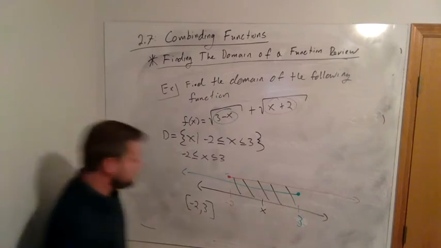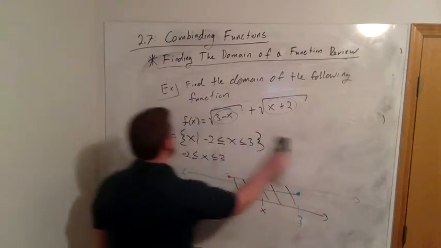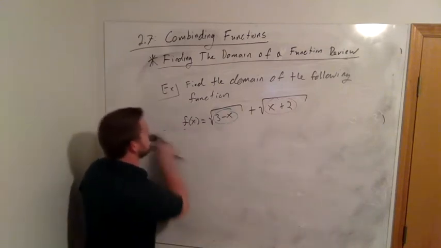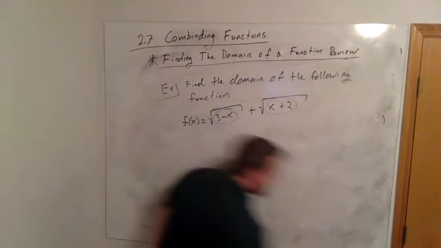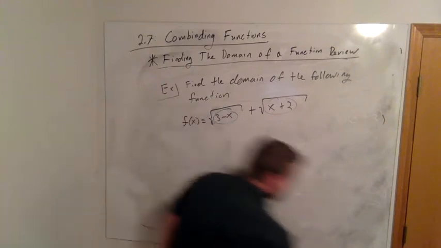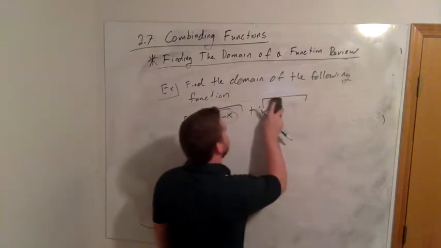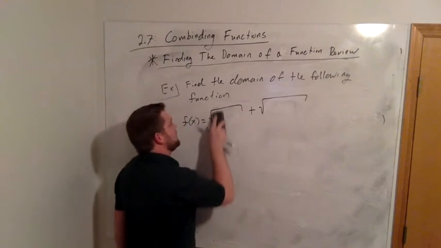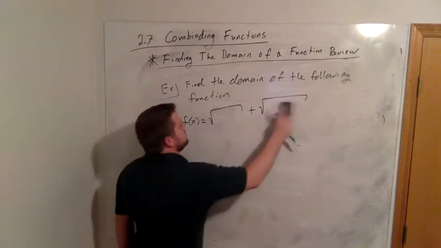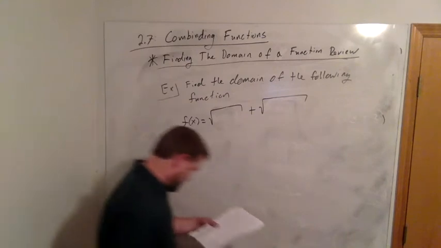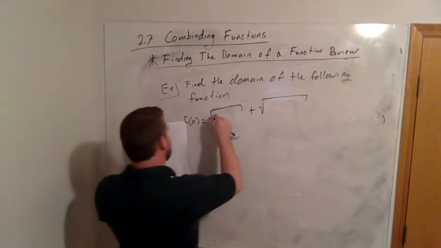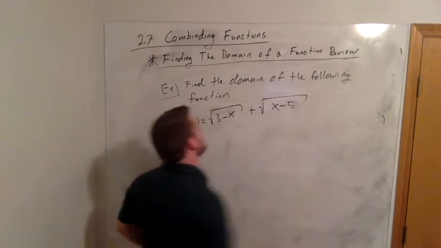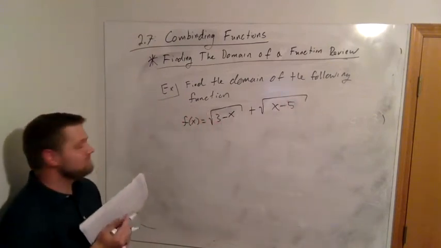Okay, let's do another example. We want to be paying attention. We always want to be drawing the number lines. Let's just alter this one slightly and show you how not drawing a number line can get you in trouble. So let's say we have something like 3 minus x and then x minus 5 here. Go ahead and give this one a shot.